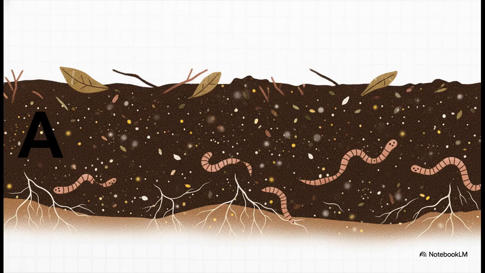Now, just below that organic layer is the A horizon, which is what most of us just call topsoil. See how dark it is? That's because it's packed with something called humus. That's the super decomposed, nutrient-rich organic stuff. This right here is the VIP lounge for plant roots, earthworms, you name it. It's the absolute powerhouse of the soil.